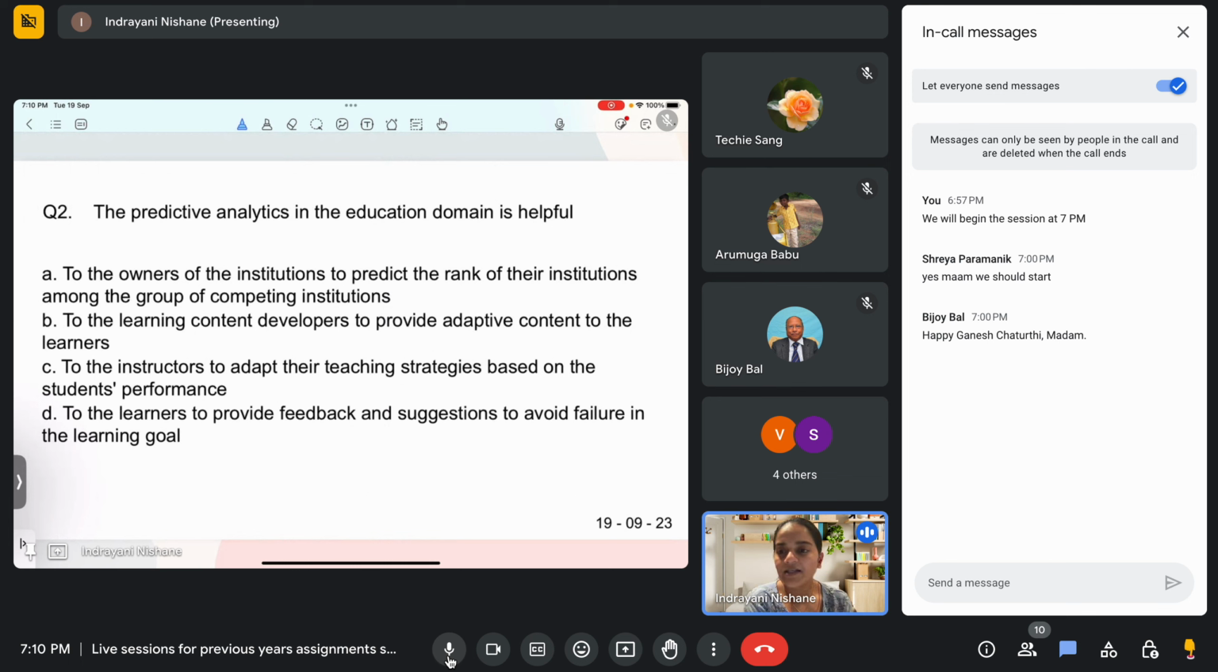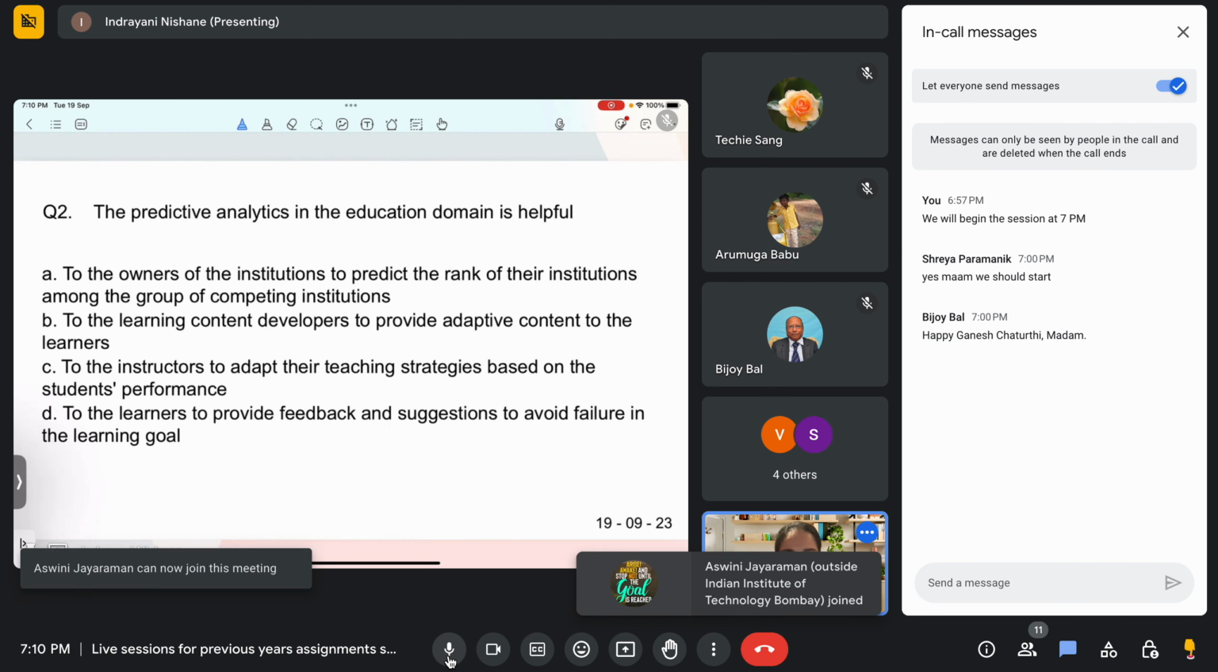Question 2 reads: the predictive analytics in the education domain is helpful. Option A says, to the owners of institutions to predict the rank of their institutions among a group of competing institutions. B, to the learning content developers to provide adaptive content to the learners. Option C says, to the instructors to adapt their teaching strategies based on students' performance. Option D says, to the learners to provide feedback and suggestions to avoid failures in the learning goal. So anyone wants to attempt this question?